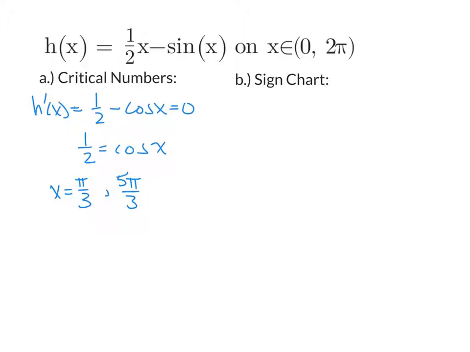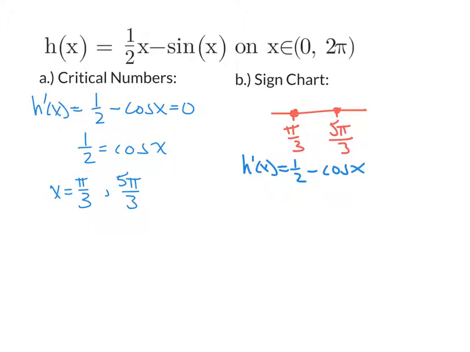Next, we create our sign chart. We have two critical numbers. One is at pi over 3, and the other one is at 5 pi over 3. For both of these, our derivative is equal to 0. And we want to test the derivative function. h prime is equal to 1/2 minus cosine of x.